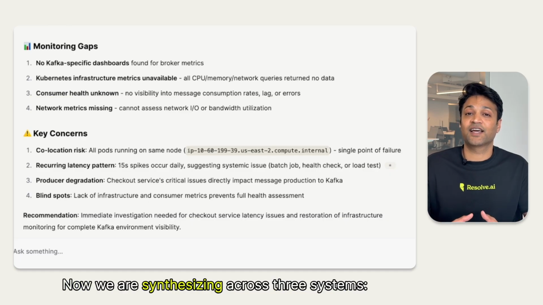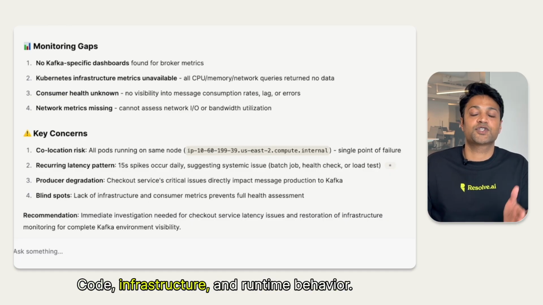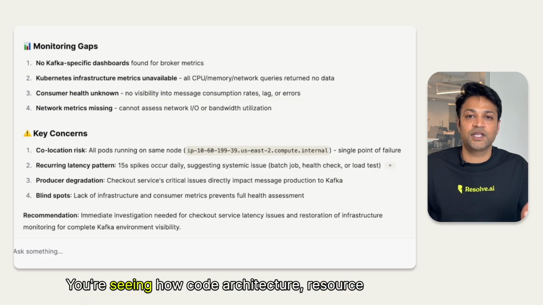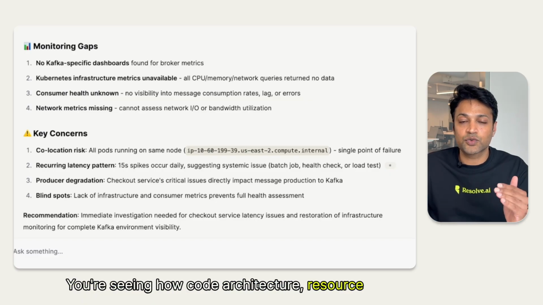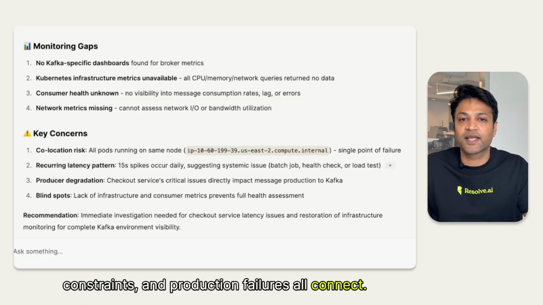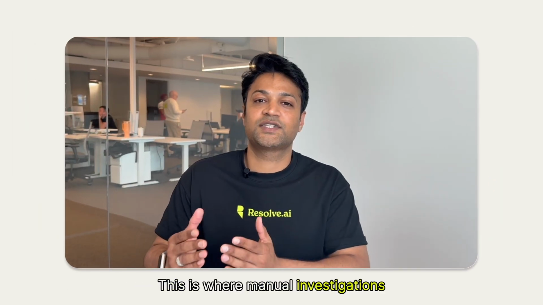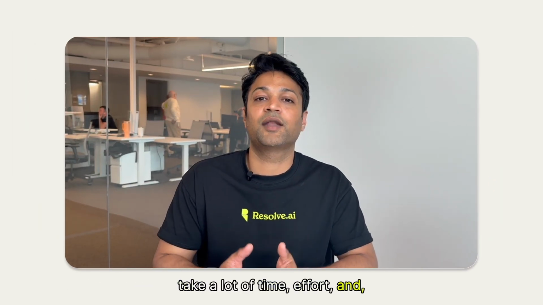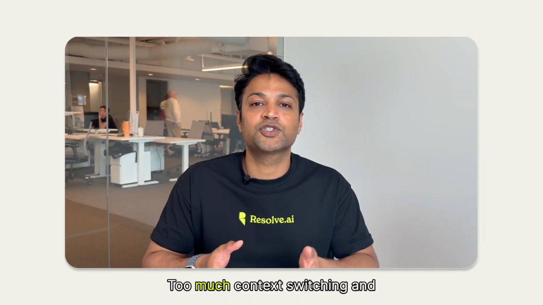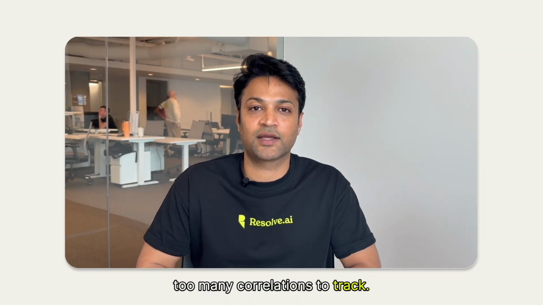Now we are synthesizing across three systems: code, infrastructure, and runtime behavior. You're seeing how code architecture, resource constraints, and production failures all connect. This is where manual investigations take a lot of time, effort, and most importantly, people. Too much context switching and too many correlations to track.